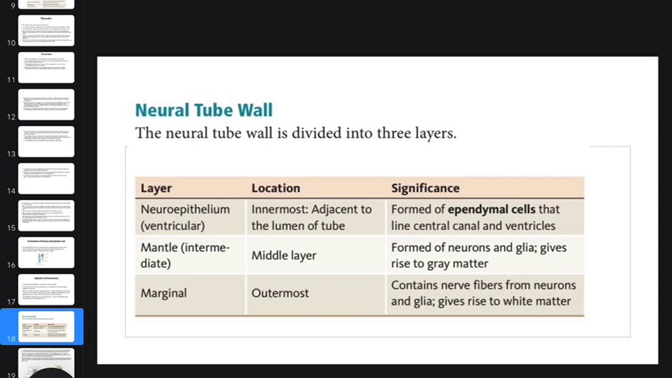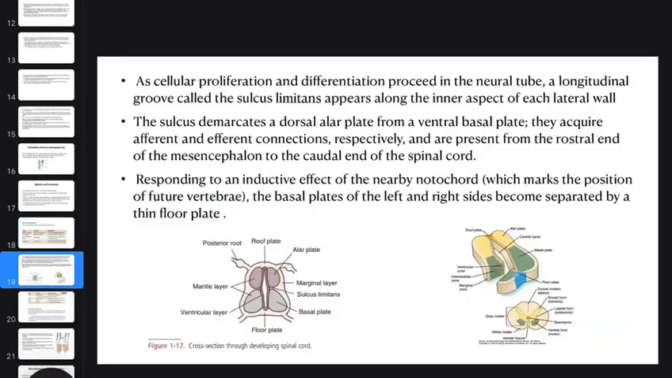Neuroepithelium, this is the ventricular layer, which is the innermost, adjacent to the lumen of the tube. It is formed by the ependymal cells that line the central canal and the ventricles. Then, coming to the mantle, that is the intermediate layer. This is the middle layer formed of the neurons and glia, and gives rise to the gray matter. Then the marginal layer, outermost, contains the nerve fibers from the neurons and the glia, and gives rise to the white matter.